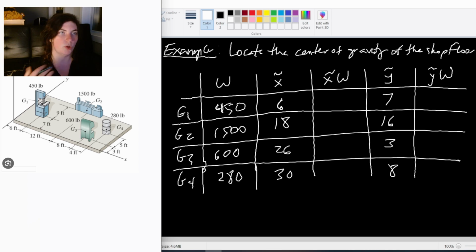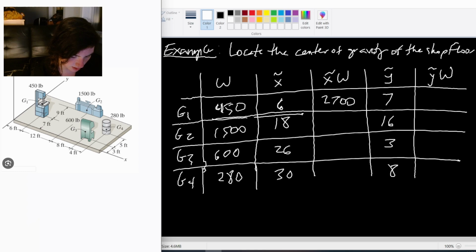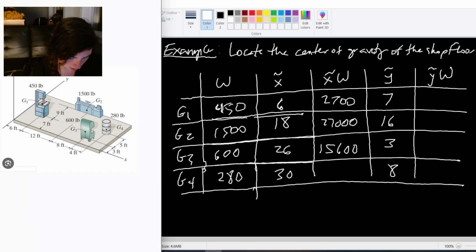Now it's just a matter of multiplying those out, multiplying across in my table, and then doing the summation. So my 450 times 6 gives me 2700. 1500 times 18 is 27,000. 600 times 26 is 15,600. And 280 times 30 is 8,400. Right? All I'm doing is multiplying these across, punching into my calculator.